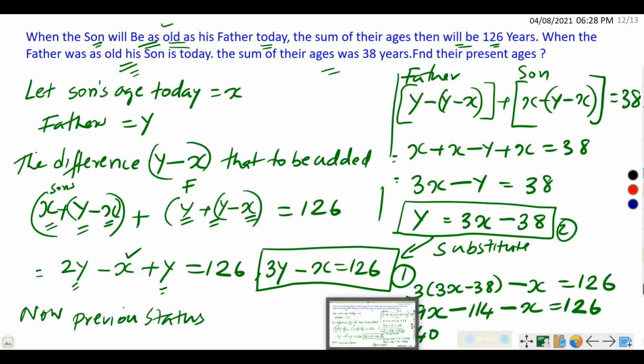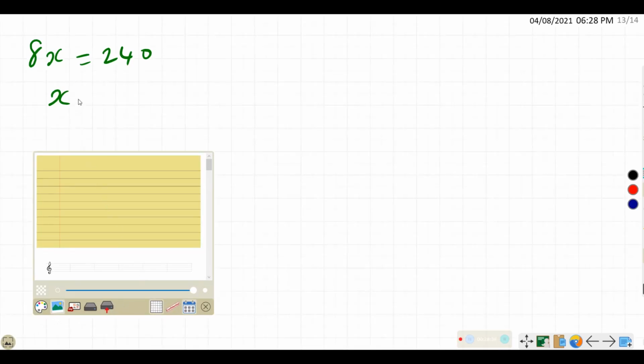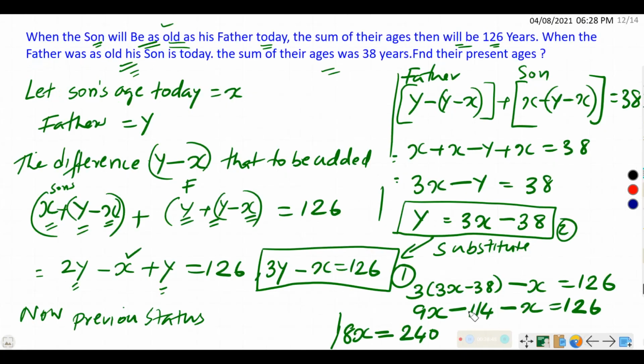X is equal to 8x is equal to 240. X is equal to 240 upon 8, which is equal to 30. And we know that is x. X is considered to be the age of son today.